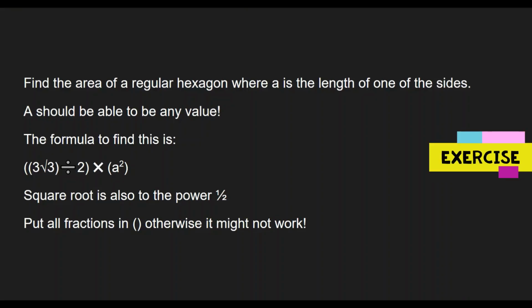So this is your exercise. Find the area of a regular hexagon where A is the length of one of the sides. And remember, A should be any value. A should work for any value I give, so it should work for 100 as well as 6. Now, a regular hexagon is a 6-sided figure with all sides the same length.